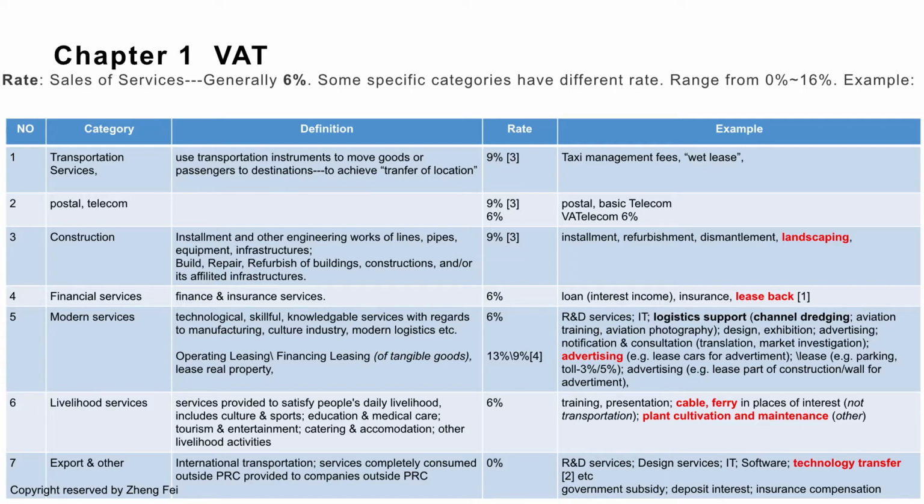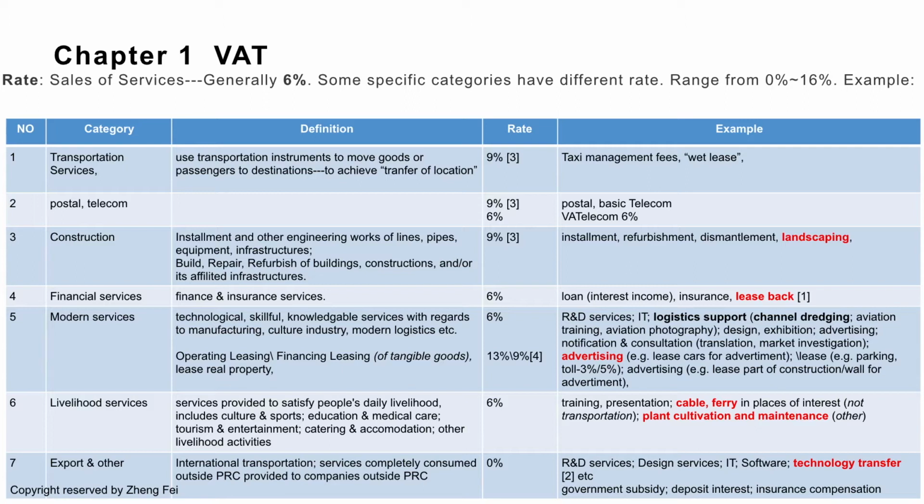It makes sense that for wet lease, we have a larger cardinal number, so we have a relatively lower rate compared with dry lease. This also reflects the government's intention to encourage companies to recruit as many employees as possible. The second group is postal and telecom services. For postal and basic telecom, the rate is 9%, and for value-added telecom, the rate is 6%.